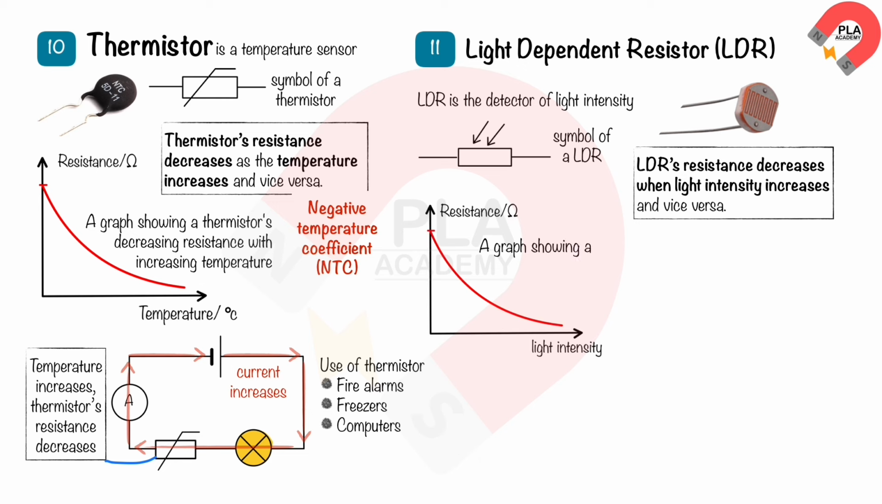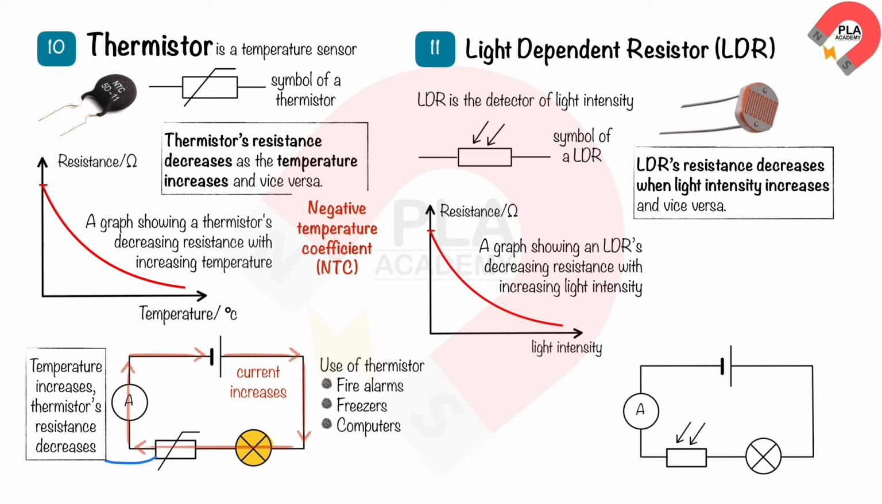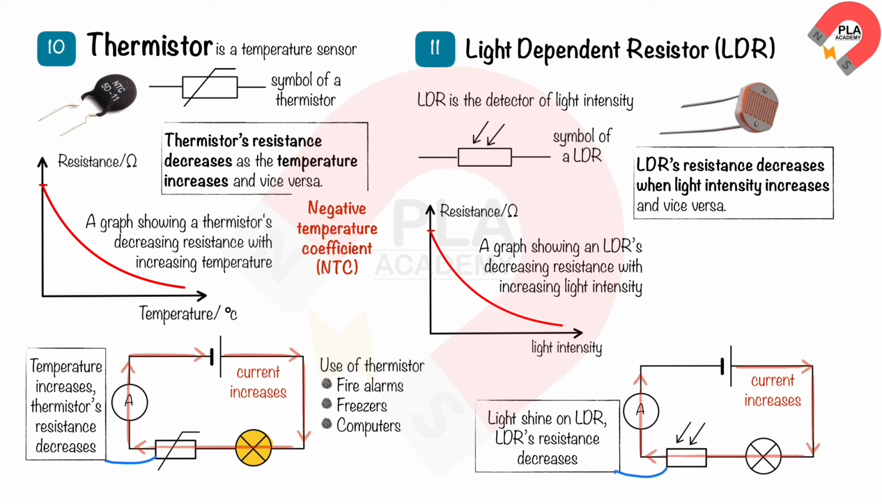The graph shows LDR's decreasing resistance with increasing light intensity. In the circuit diagram, when the light shines on the LDR, the LDR's resistance decreases, causing the current from the battery to increase. This causes a light bulb to shine brighter.